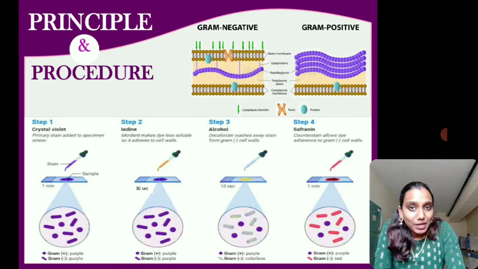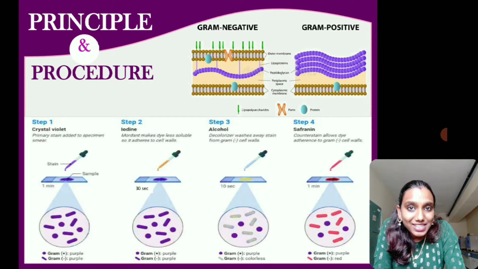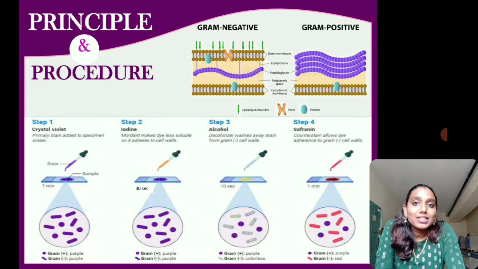The first step here is to make a thin smear of the bacterial culture on a clean, grease-free glass slide. Once a thin smear is made, the smear is air-dried, heat-fixed, and later the smear is flooded with the primary stain, that is crystal violet. The crystal violet is left on the smear for about 1 minute.